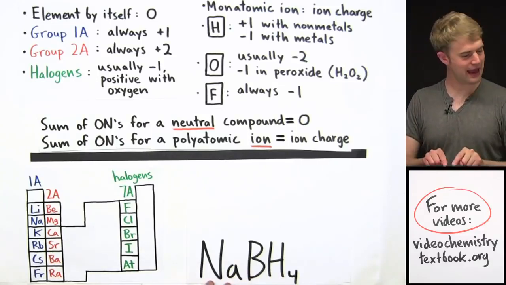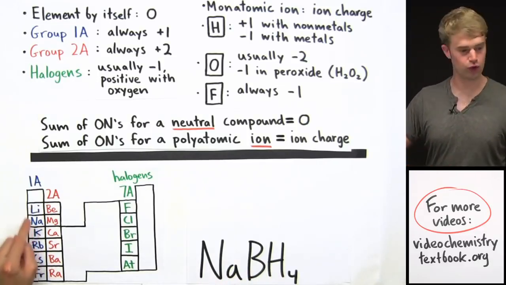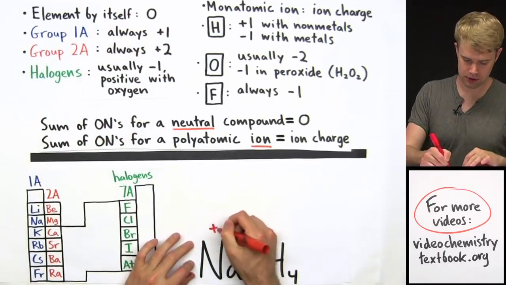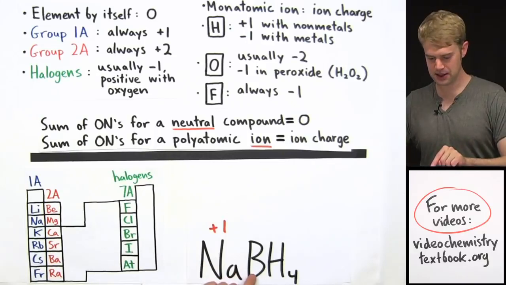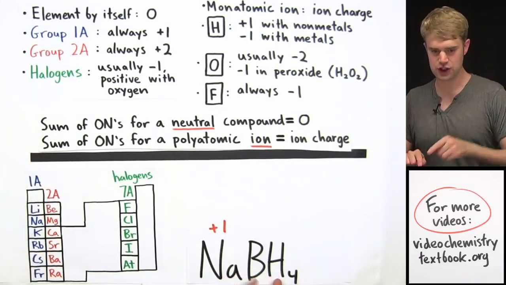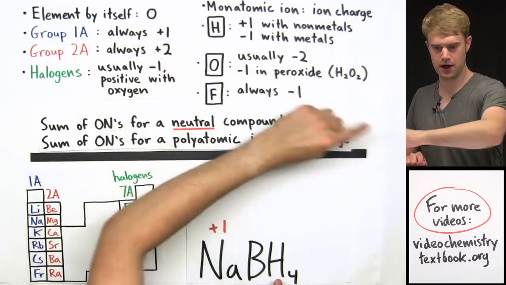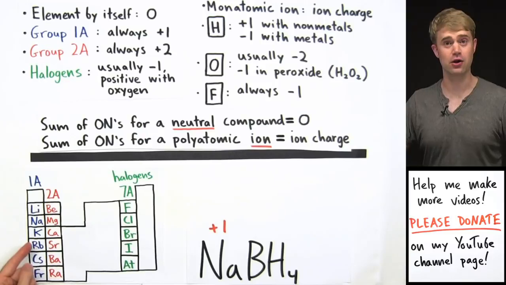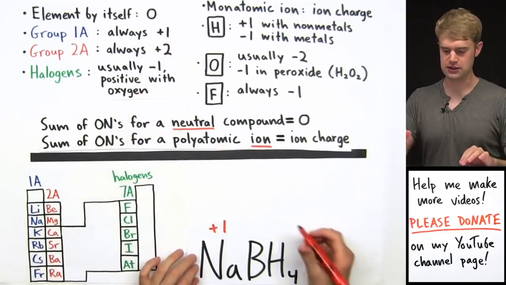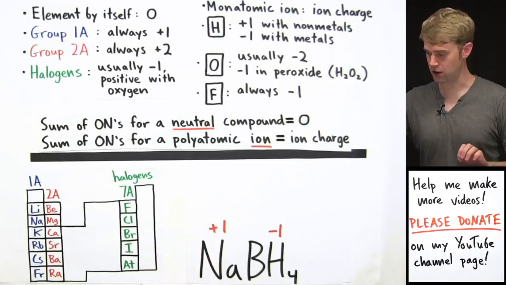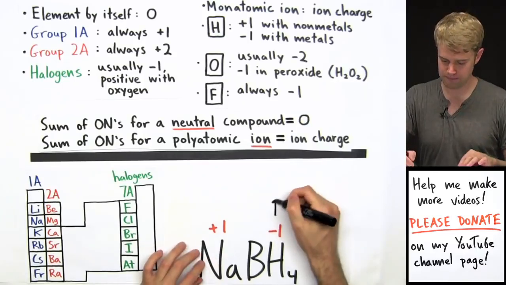NaBH4. Okay, Na, sodium, right here in group 1A. Group 1A elements are always +1. B, boron, we don't have a rule for that, we'll figure it out. H here, hydrogen, +1 with nonmetals, -1 with metals. Sodium here is a metal, so that means that hydrogen is going to have an oxidation number of -1 because it's with a metal.